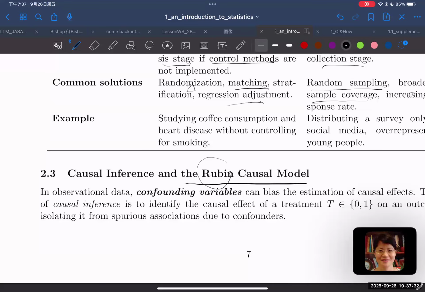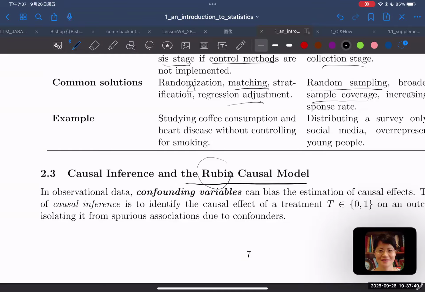And my graduated PhD student last year also studied Rubin's work, like Gelman and Rubin, who gave some diagnostic rule on MCMC sampling.